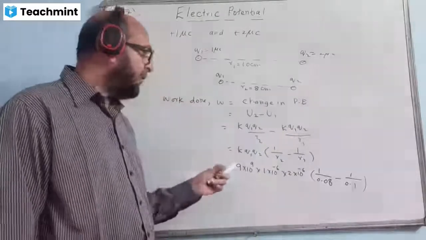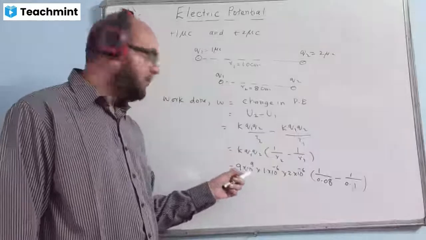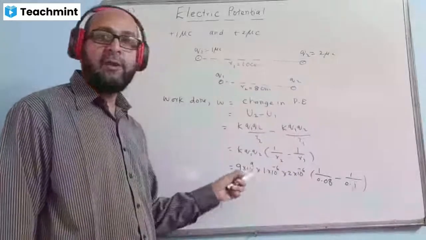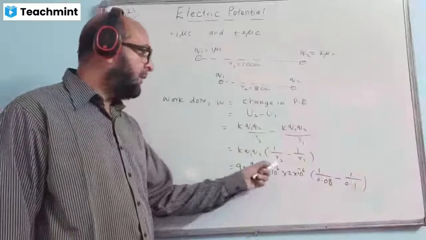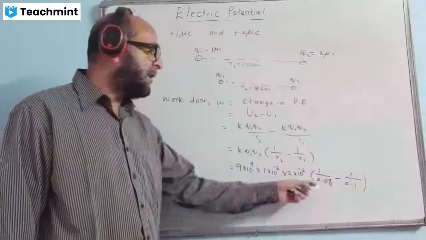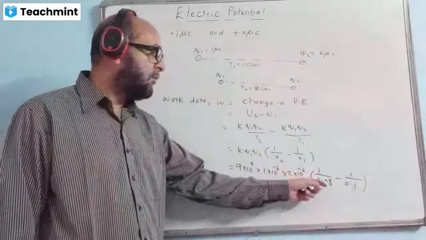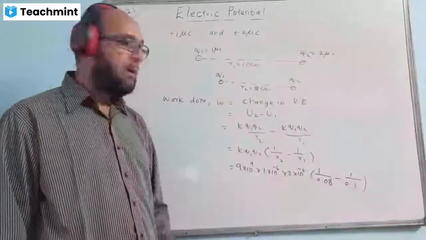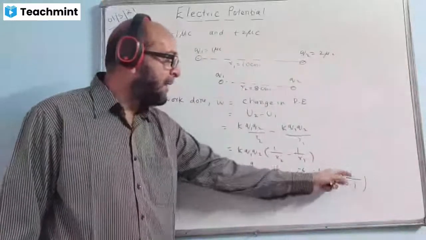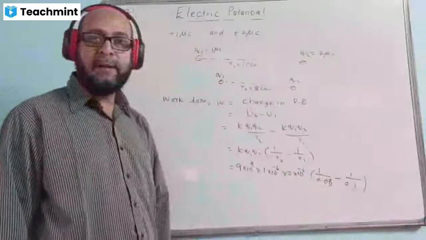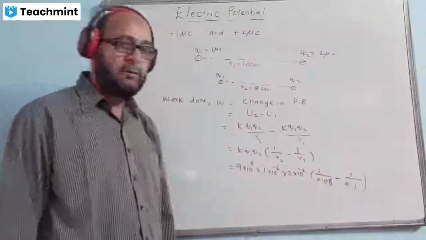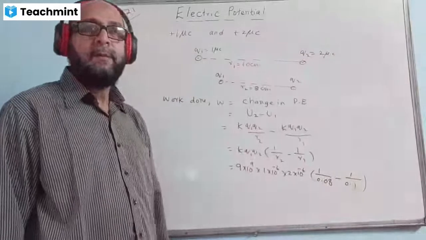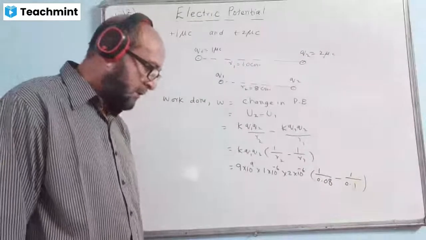Please do it in the calculator like this. Write first 9 exp 9, or 9 into 10 power of 9. Into 1 into 10 minus 6 into 2 into 10 minus 6, bracket 1 by 0.08. Use bracket also. Minus, put the entire thing 1 by 0.1 in bracket, and then close this bracket. Check once again.